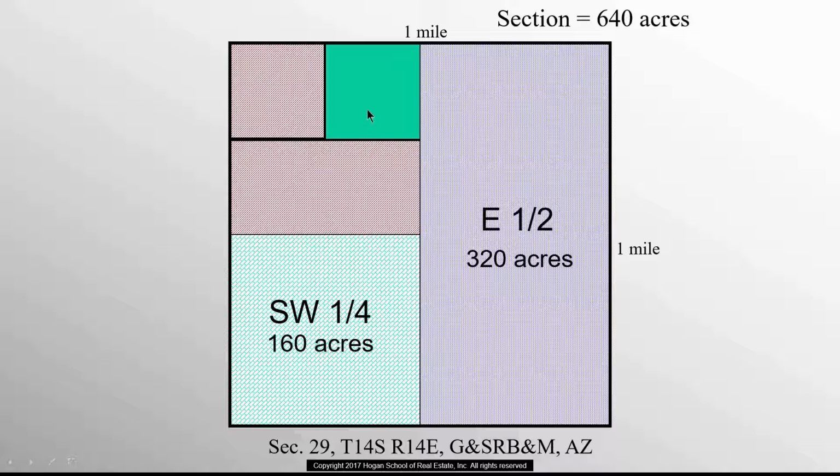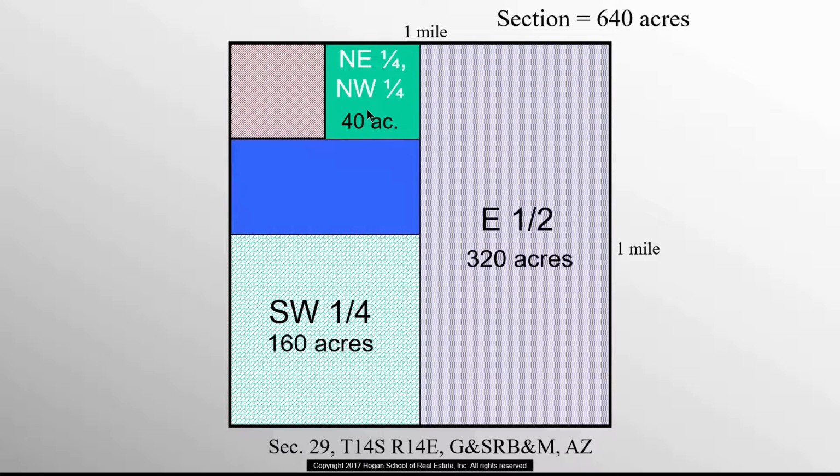So that green parcel there is the northeast quarter of the northwest quarter of section 29, Township 14 South, Range 14 East. Whew! And how many acres in that northeast quarter of the northwest quarter? In other words, a quarter of a quarter section. That's 40 acres.